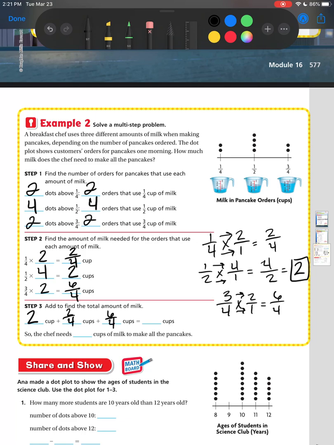Well, that's going to be 2 wholes and 8/4. But 8/4 can simplify to 2, right? Because I can get 2 groups of 4 out of 8. So that ends up being 2 whole cups plus 2 whole cups, which ends up being 4. So the chef needs 4 whole cups of milk to make all the pancakes.